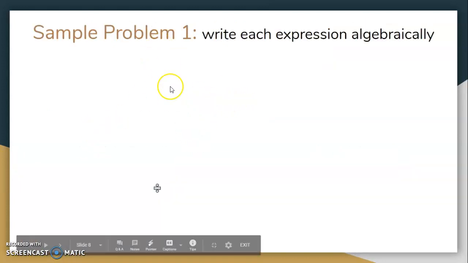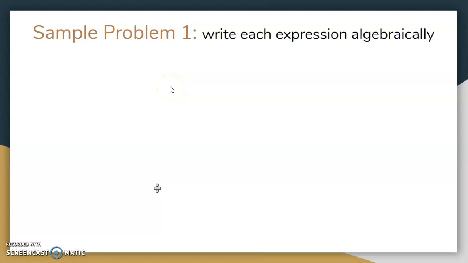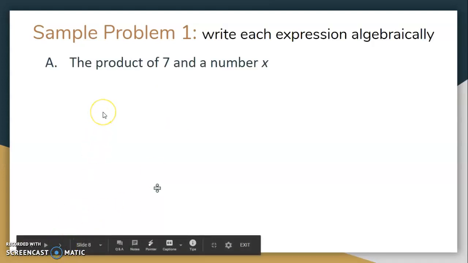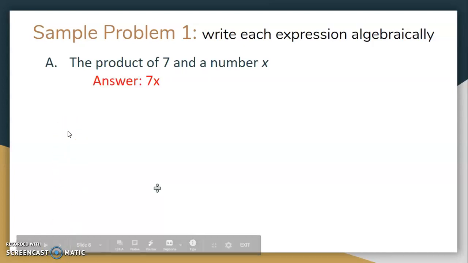So here are some sample problems. You're going to write each expression algebraically. So the product of 7 and a number x. So this is an example. We'll do the first one together. So the answer is 7x if you write it algebraically, because the product means multiply, of 7 and a number x. So a number, that means it can be any number. X is representing that number. So 7 times x.